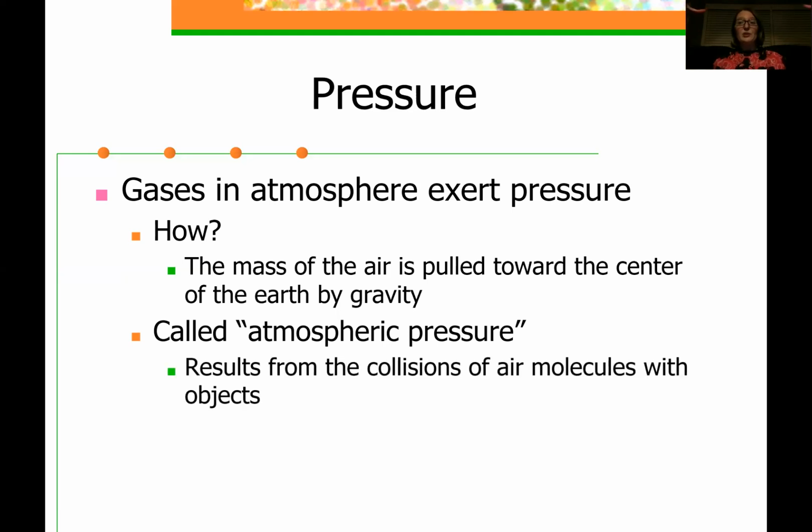Remember, they're being pushed down, they're being forced into a smaller space. So more particles, smaller space, more collisions. We'll talk about that in a minute; altitude can affect that. And you might want to ask yourself, well, why don't we feel that atmospheric pressure?